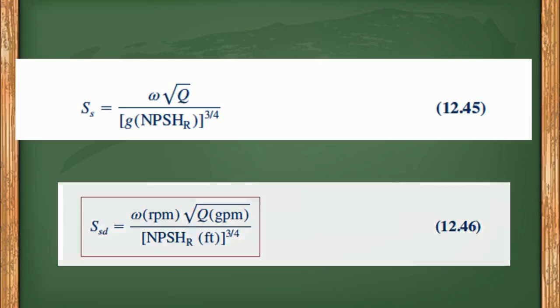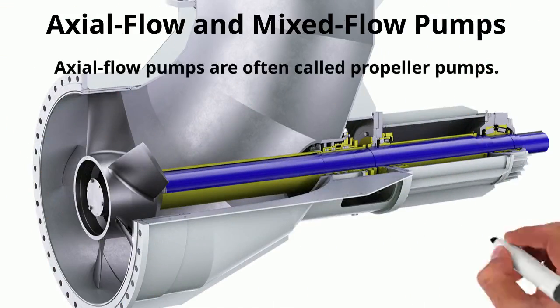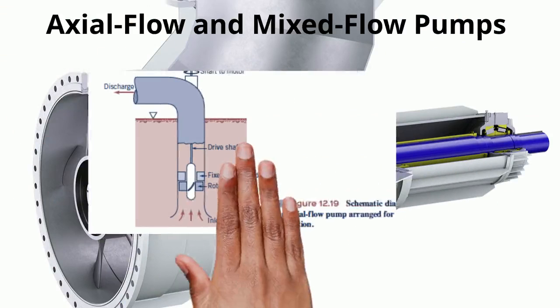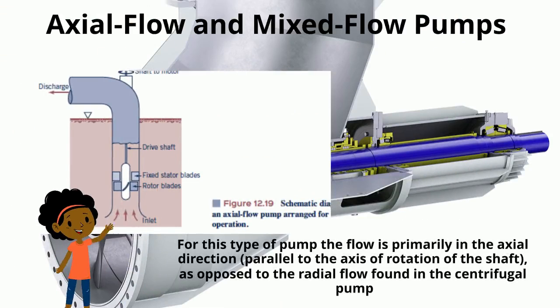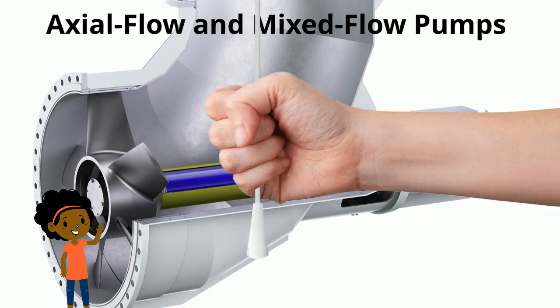Here you will see the equation of a specific speed for a turbine. Axial flow and mixed flow pumps. Axial flow pumps are often called propeller pumps. Here you can see a schematic of an axial flow pump. Some axial flow pumps also have inlet guide vanes upstream, while some are multi-stage. Axial flow pumps usually have specific speed NSD in excess of 9,000. Very high specific speed pumps do not have stator vanes.